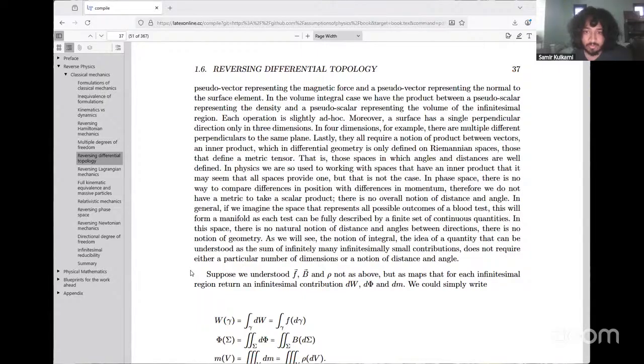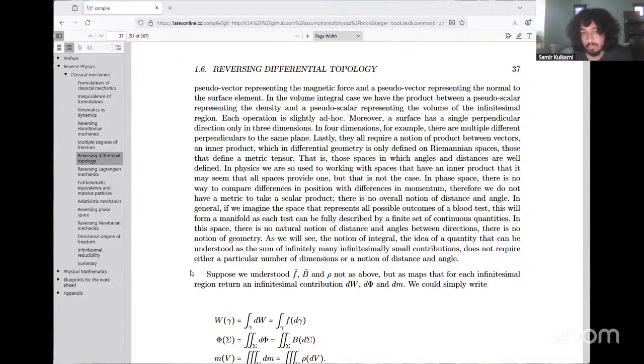Moreover, a surface has a single perpendicular direction only in 3 dimensions. In 4 dimensions, for example, there are multiple different perpendiculars to the same plane. Lastly, they all require a notion of product between vectors, an inner product, which in differential geometry is only defined on Riemannian spaces, those that define a metric tensor. That is, those spaces in which angles and distances are well defined.